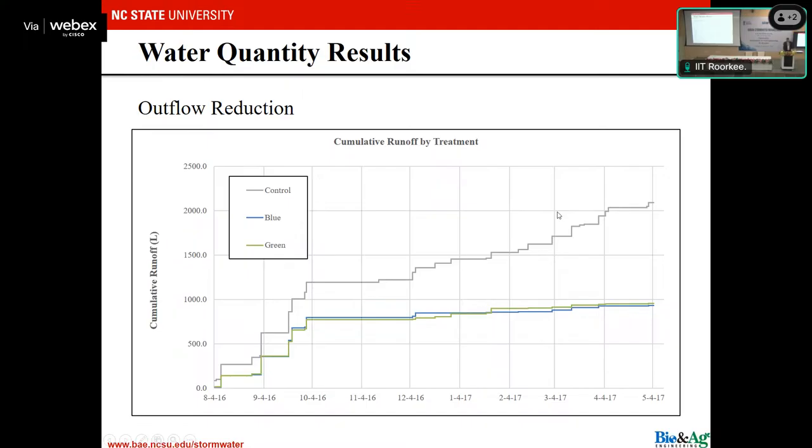All right. So here we go. This gray curve is the amount of runoff we had from a standard roof. And the green curve and the blue curve, that's the amount of runoff we had from the blue roof and the green roof. What do you see here? About 50% of the water that fell on that roof evaporated from the blue roof. It's just evaporation.